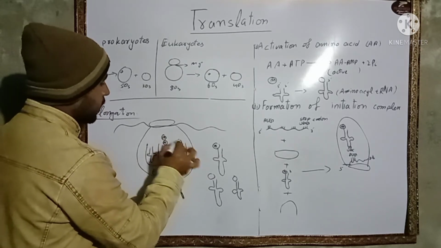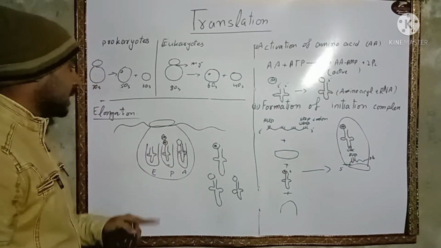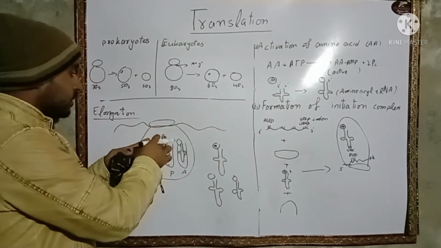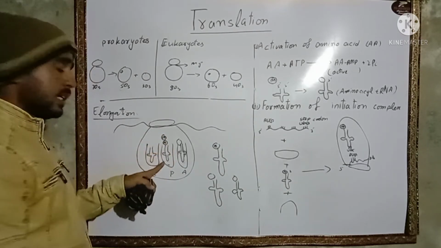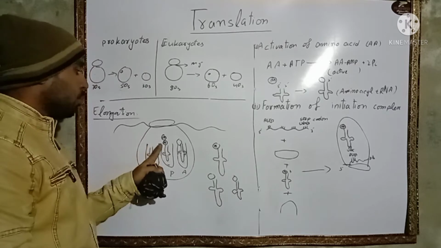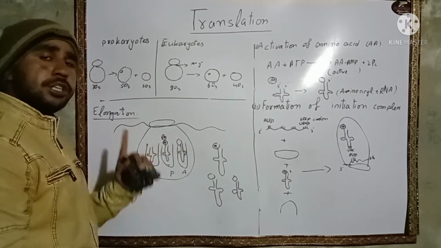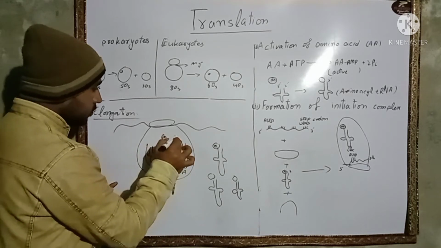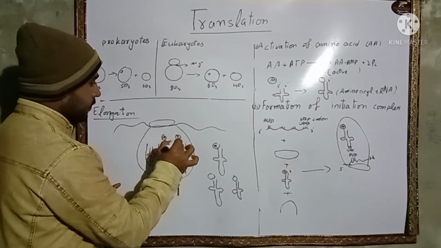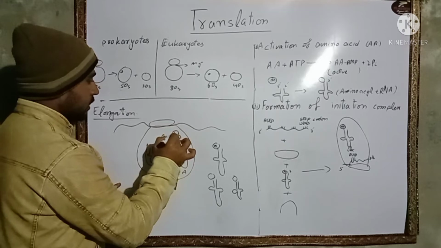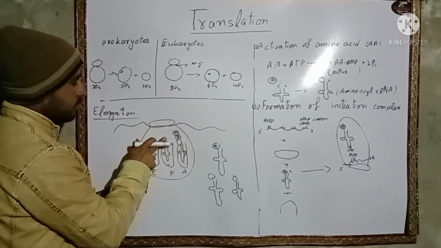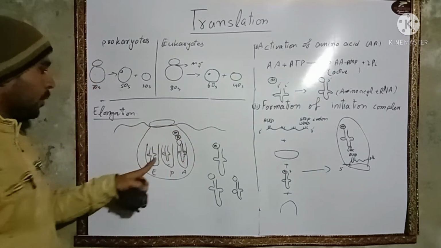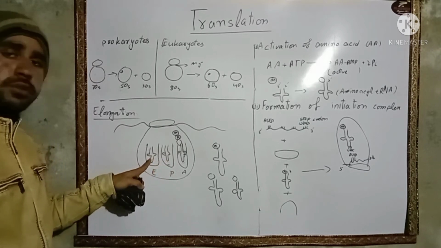Now the peptidyl transferase again removes these two amino acids from this transfer RNA and puts these two amino acids on the new incoming aminoacyl transfer RNA like this. It is alanine, it is methionine. These two amino acids will be removed here. Now it is also free, and it is also free.